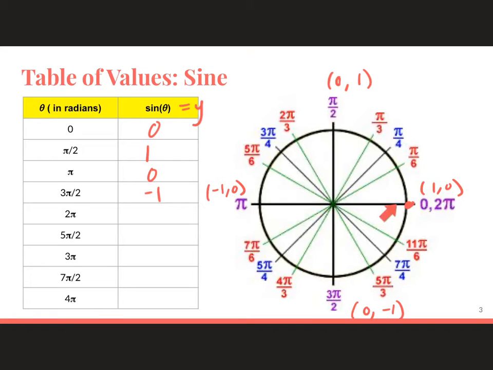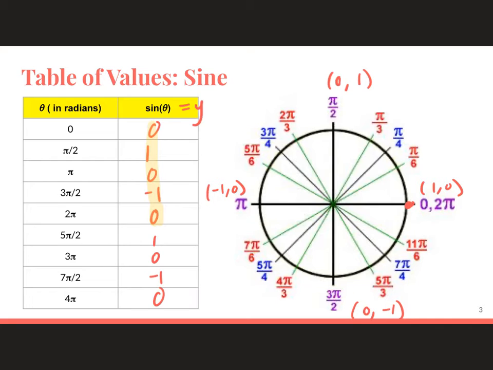And so once I get to 2 pi, I see that everything starts repeating itself, right? Because I've made a full revolution around this unit circle. So I go to 0, 1, 0, -1, 0, right? And so I really just need these 5 values in order to plot out my sine curve.